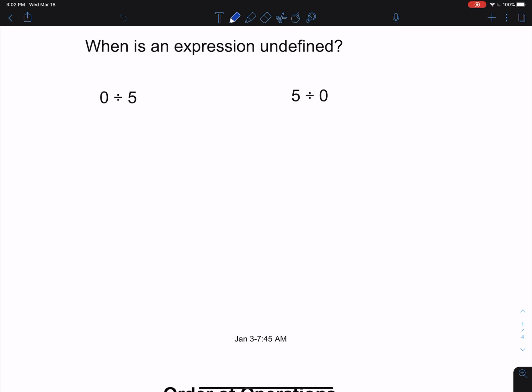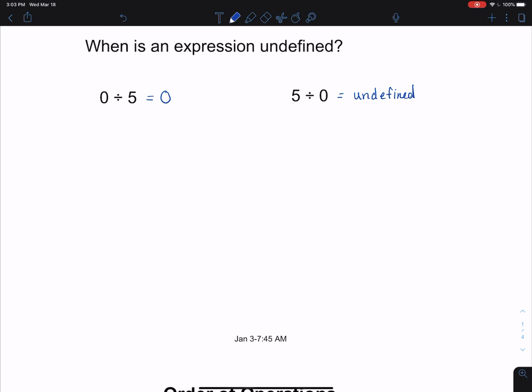We're going to talk about the order of operations. Before we dive into that, let's refresh our memory on when an expression is undefined. Remember, when we have 0 divided by 5, we can get our answer of 0. But when we have 5 divided by 0, or any number divided by 0, that's when we get an undefined answer.